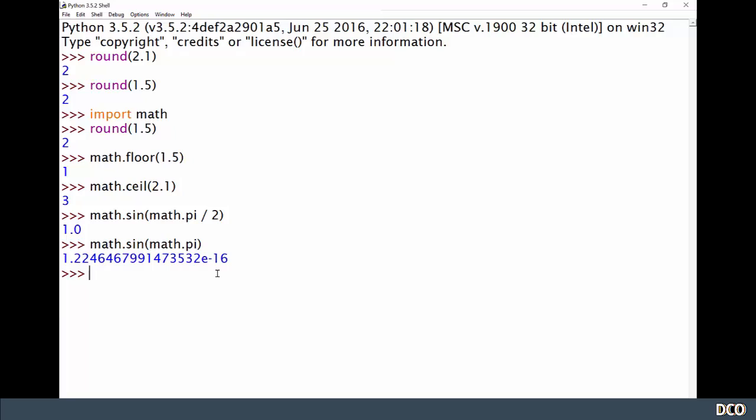So to get this to be exactly 0, what we might want to do is math.floor of math.sin of math.pi. So basically we take that number and put it in there, and that's going to round it down to 0 as expected. Likewise, we can use cosine, for example. We know that cosine of 0 is 1. So if we do math.cos of 0, we're going to get 1.